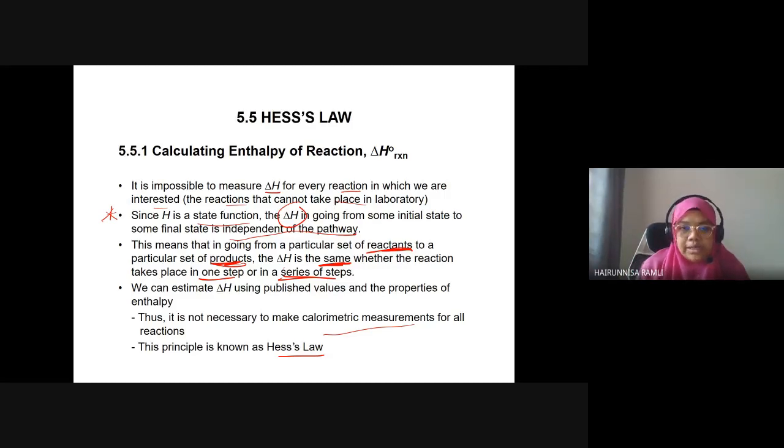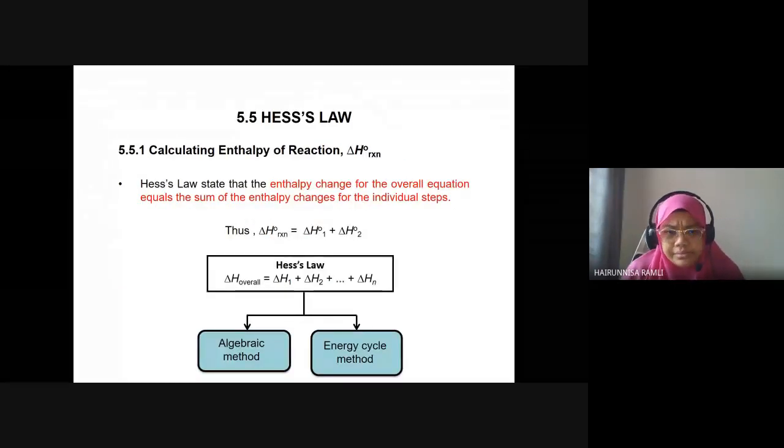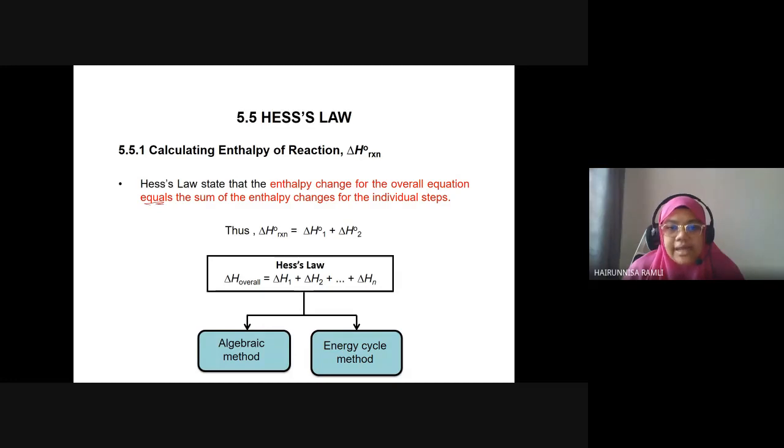Okay, ini yang you buat masa eksperimen tu lah. Okay, so this Hess's law state that the enthalpy change for the overall equation equals to the sum of the enthalpy changes for the individual step. Ni yang saya cakap tadi. You have satu step saja sama dengan you ada banyak-banyak step, you tambahkan yang banyak tu, you dapat balik yang satu tu. Okay, so that's why enthalpy for overall is equals to seberapa banyak pun step yang you ada, you tambahkan. Okay, and we have two method, algebraic method and also energy cycle method.